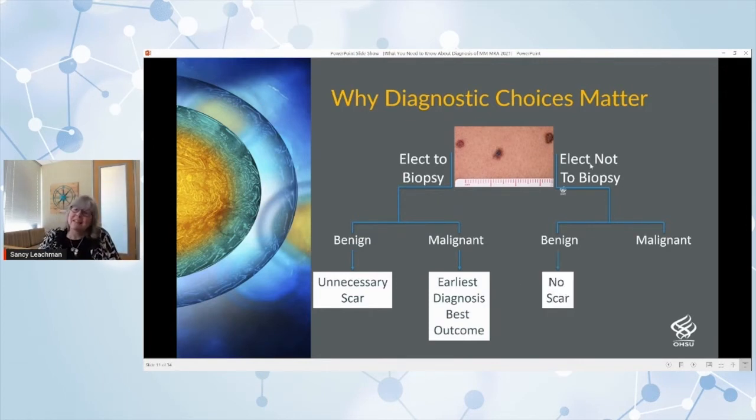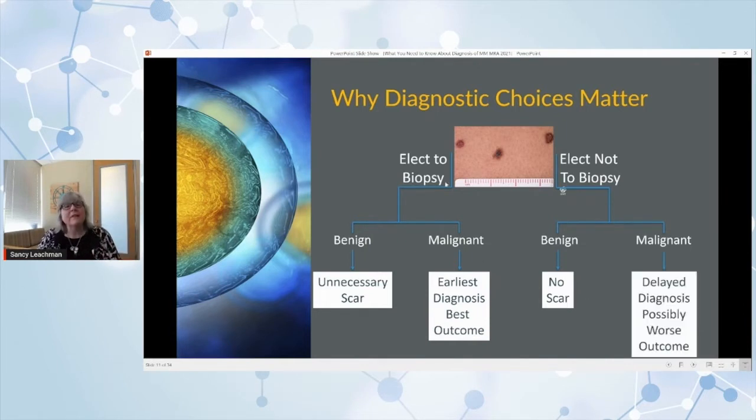If you elect not to biopsy it and it's benign, great. No harm, no foul. It's no scar for the person, and it's a great thing. But if it's malignant and you elect not to biopsy it, then what you've done is you've delayed the diagnosis, because it's not going to go away.